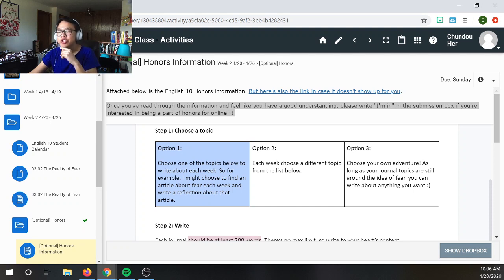And write about that each week. So for example, I might choose to find an article about fear each week and write a reflection about that. So that could be an option for you.